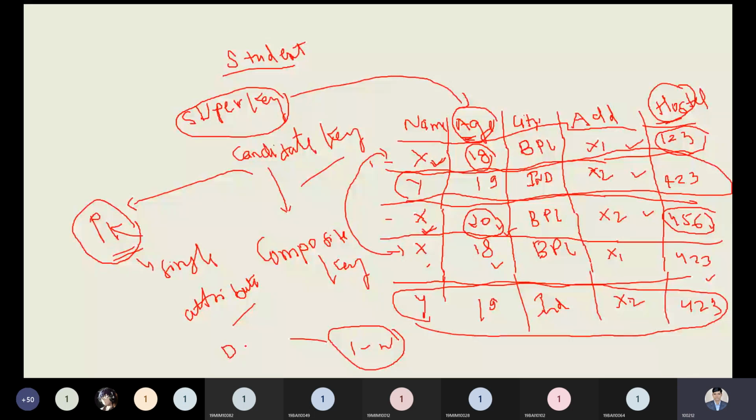If you are doing so, definitely your attribute does not belong to the primary key. So this is a summary of this key concept. So far we have seen the primary key, super key, and candidate key. Now tell me, any doubt you have?